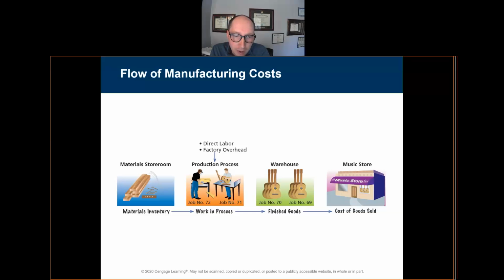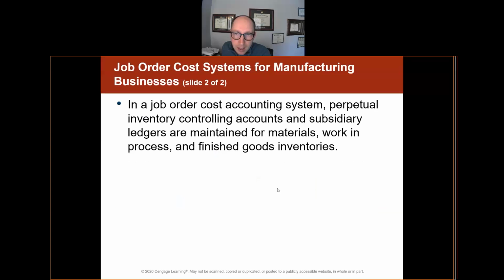If you look at job number 71 and 72, they're both in the work in process stage. Job 71 is in the assembly department. Job number 72 is in the wood cutting department. Both are part of work in process. But you can see the physical flow. Starts as raw materials, goes to work in process, becomes finished goods, then we ship it to our customer. As it makes its way through the process, it adds up cost.